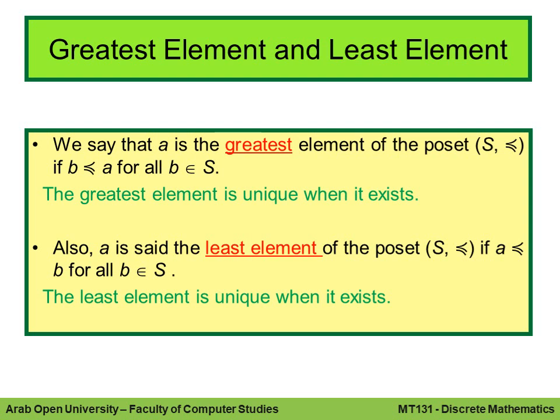What about least elements? Again, in a poset, A is the least element if A is less than or equal to B for all B in S. And what that says is that A is related to every element in S, and it is less than any element in S. Like greatest elements, the least elements are unique. If there is one, there is only one.